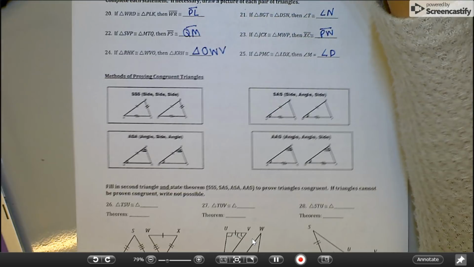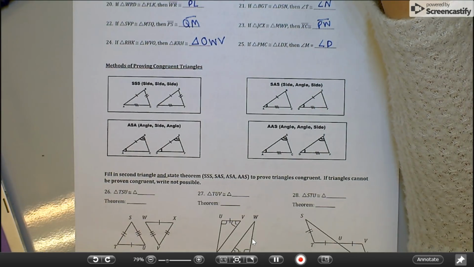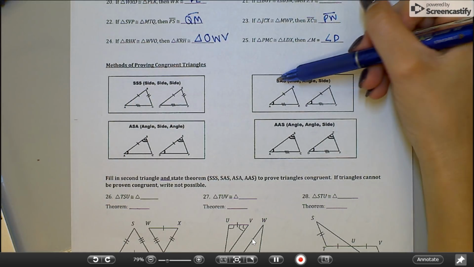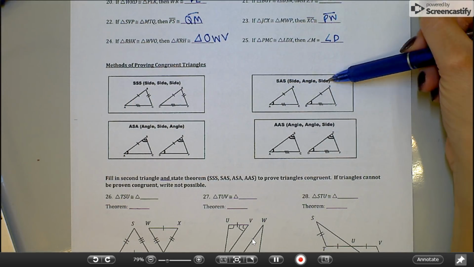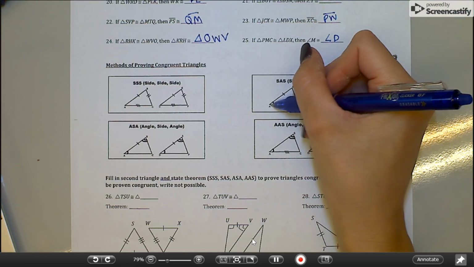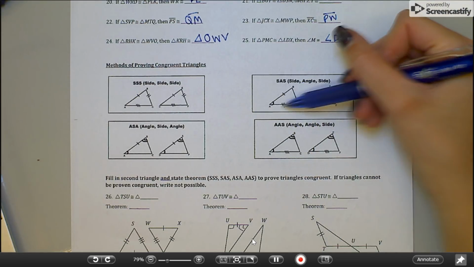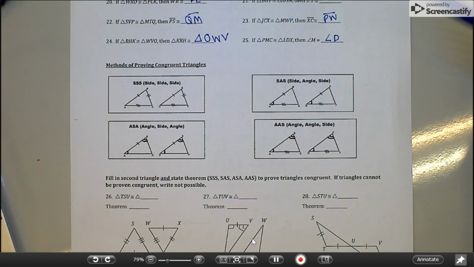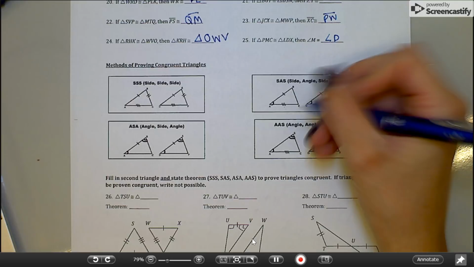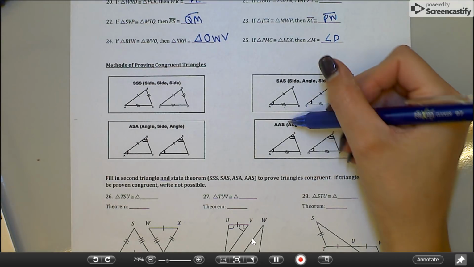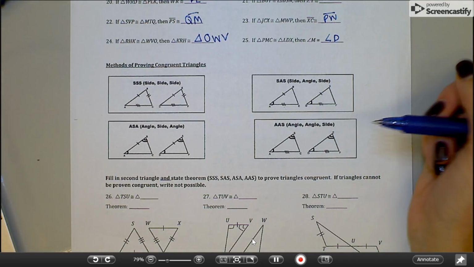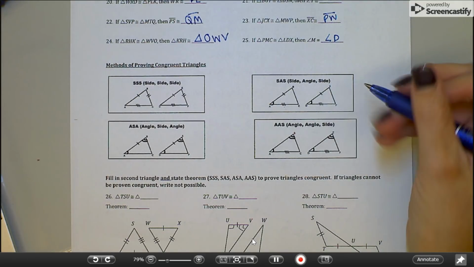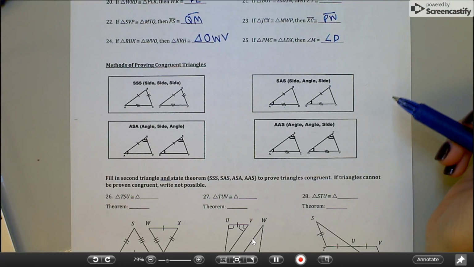Now, last year you learned about the methods to prove triangles congruent. You can have SSS, side, side, side, SAS, side, angle, side, making sure that that angle is sandwiched between the 2 sides. Angle, side, angle, the side is sandwiched between the angles. And also my favorite, because it makes me think of Amos Alonzo Stagg, is angle, angle, side. What we cannot have is the swear word angle, okay? Because that will not work to prove triangles congruent.